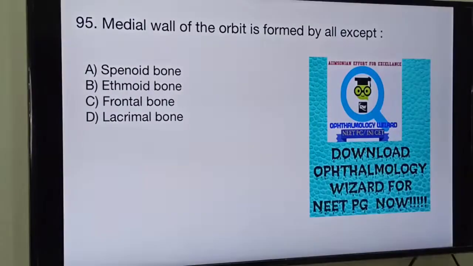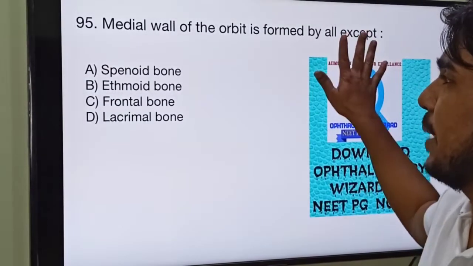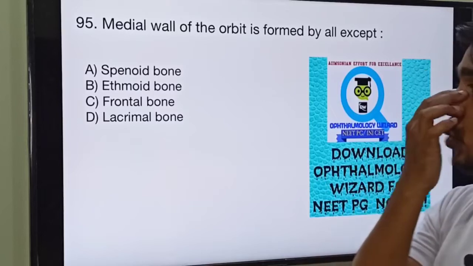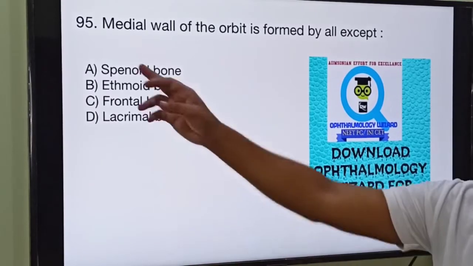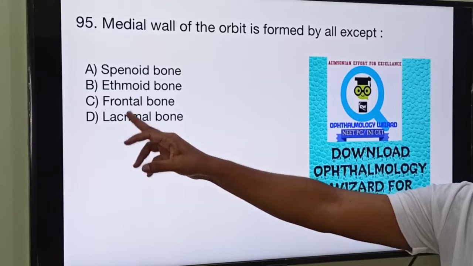Now coming to this: the medial wall of the orbit is formed by all except which one? कौन सी चीज से नहीं बना होता है? You have to answer this question. Sphenoid, ethmoidal, frontal and lacrimal.